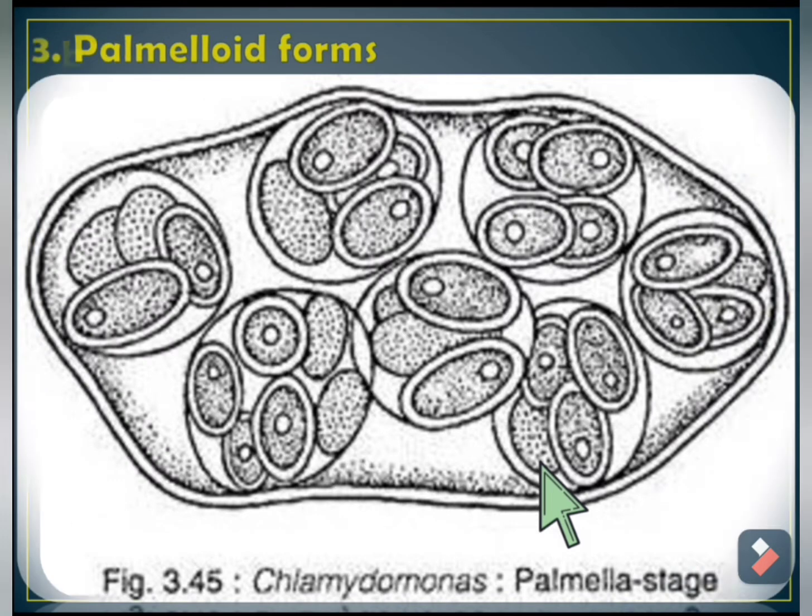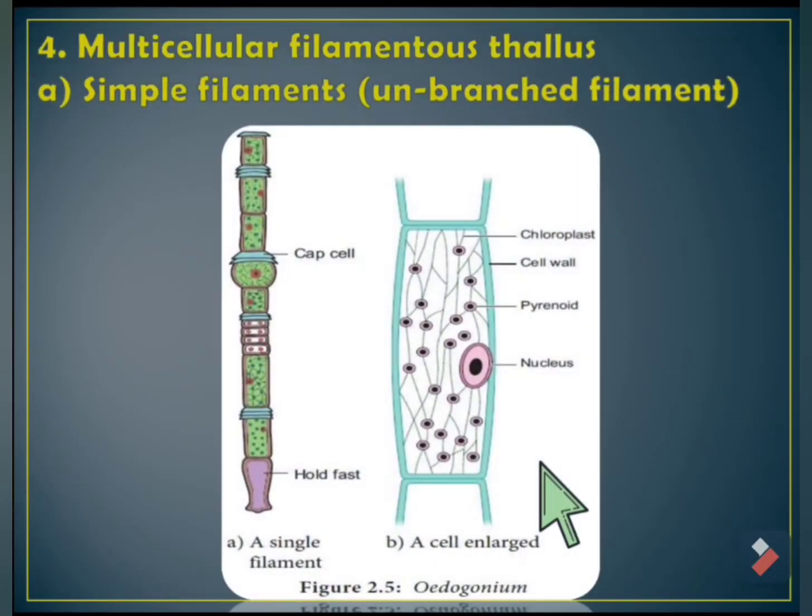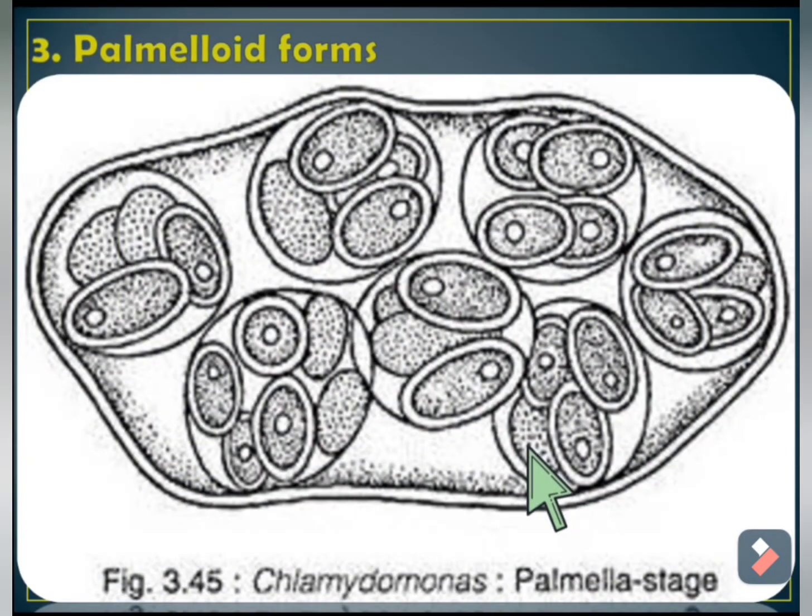So coming to the third type of vegetative structures that can be seen in Chlorophyceae, is Palmelloid forms. Now, the Palmella stage is usually a temporary phase in the life history of many green algae. For example, in Chlamydomonas also, you can see this stage, the Palmelloid form, but it is not permanent, it is temporary, just for some time.